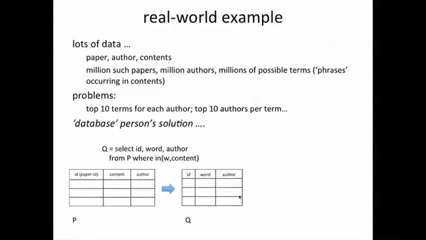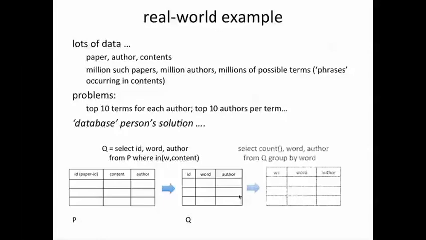No matter, says our database expert. All we need to do is now do a group by so that we can count how many times a particular word is used by a particular author. So the resulting table would let you answer questions about which are the top 10 technical terms used by a particular author by simply finding all the entries for an author, sorting them by word count, and you have your answer.